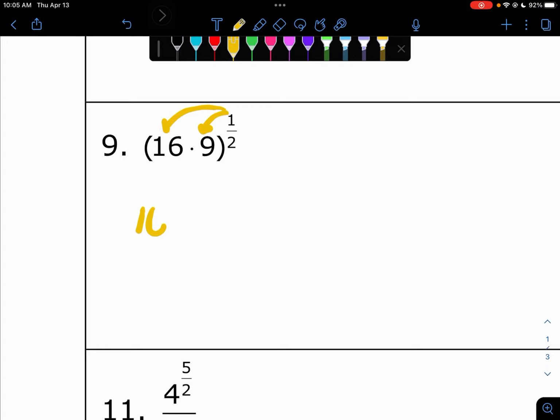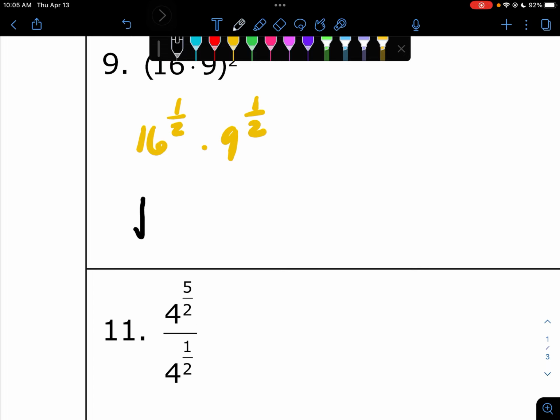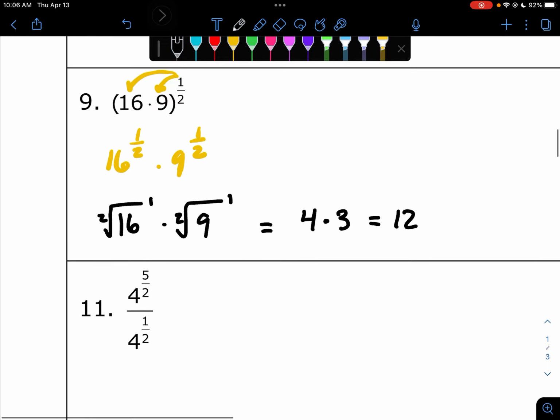The reason why is because when I raise 16 to the 1/2 and the 9 to the 1/2, I know when I raise something to the half, that's really a square root. And look at this. 16 and 9 are both perfect squares. So the square root of 16 is 4, and the square root of 9 is 3. 4 times 3 is 12, and that is my final answer.